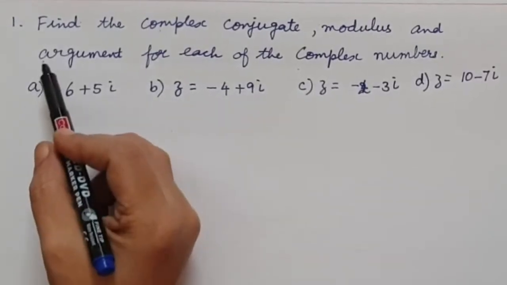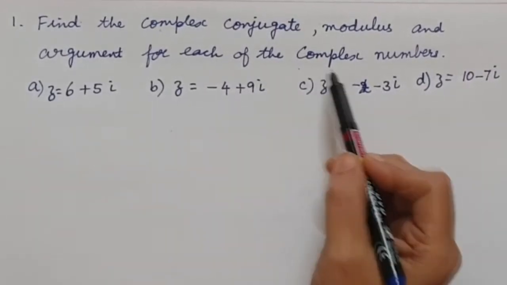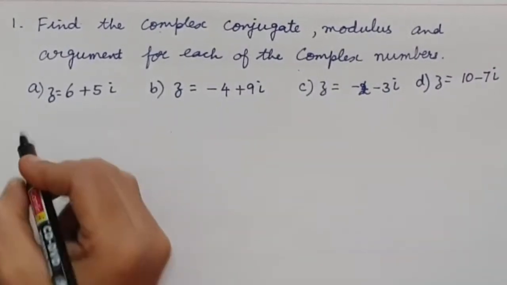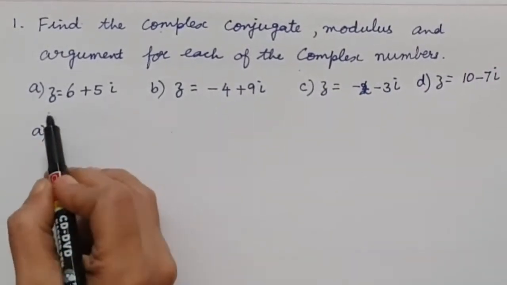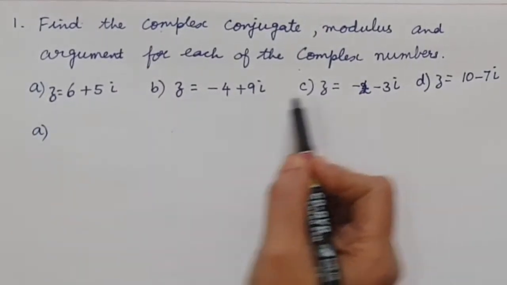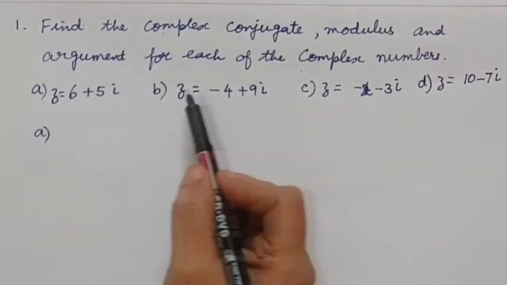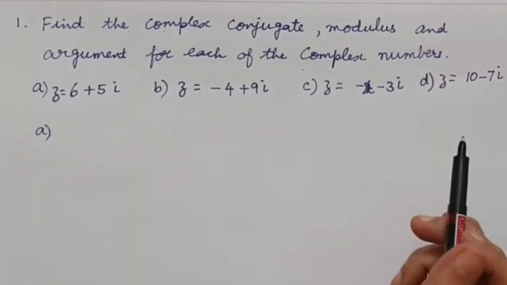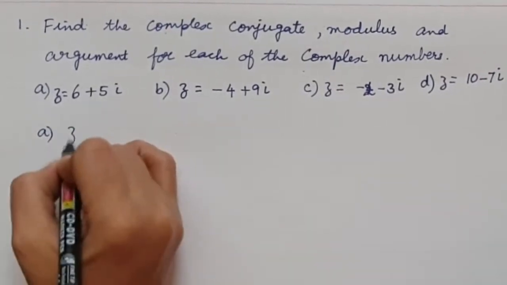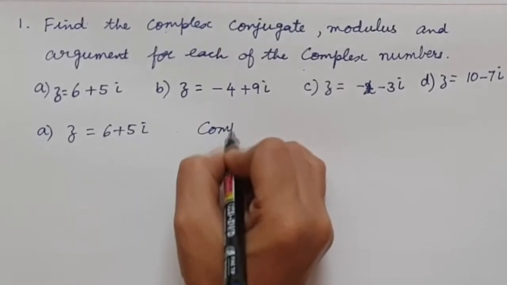The first question. Find the complex conjugate, modulus and the argument for each of the complex numbers. Part a, z equals 6 plus 5i; b is minus 4 plus 9i; minus 2 minus 3i; 10 minus 7i. All four questions are in four different quadrants. So now let us take our first one, 6 plus 5i, our complex conjugate.